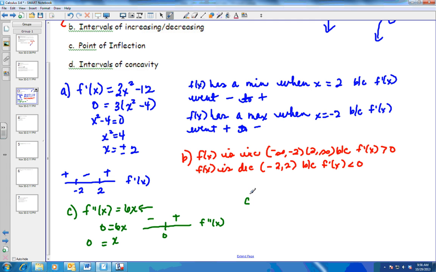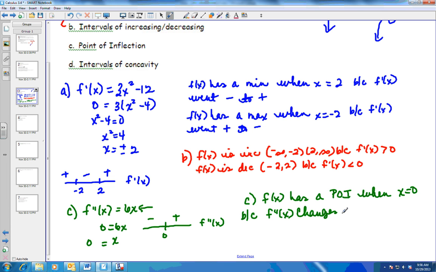So part C, f of x has a point of inflection, or POI, when x equals 0, because f double prime changes signs. It doesn't matter what it changes to, from positive to negative or negative to positive, as long as it changes signs. Now, if I did my sign chart and it didn't change signs, like if I just had plus plus or minus minus, then I would say f of x has no POI.